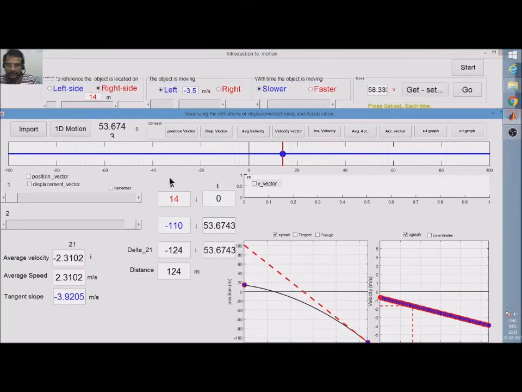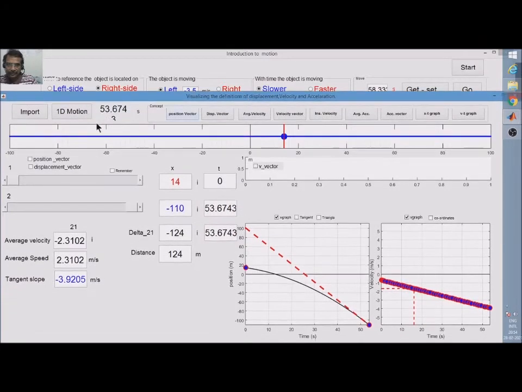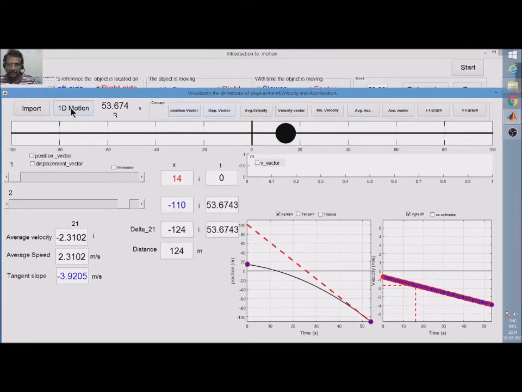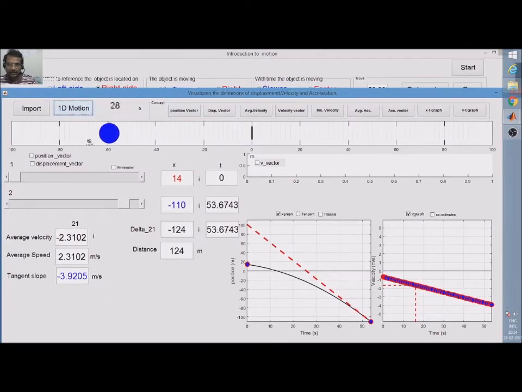Now let us simulate the velocity time graph for an object moving towards the left with an instantaneous velocity of -3.5 meters per second at t equal to 0, and it would become slower and slower as time passes by. So the object is at an initial position of 14 meters. Let us observe the motion. It comes to a stop.